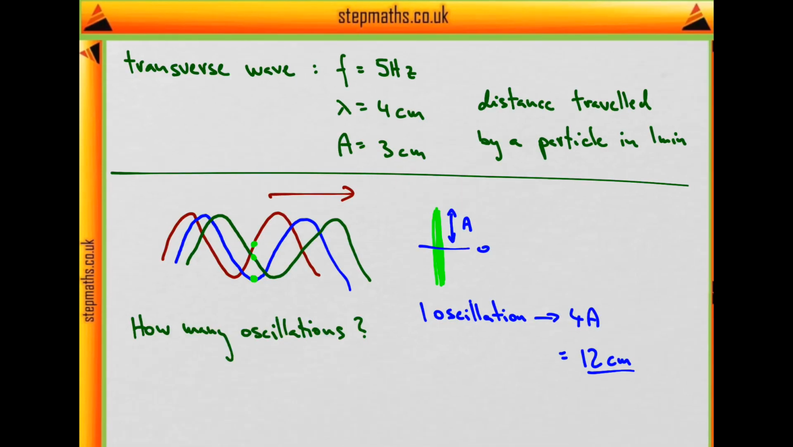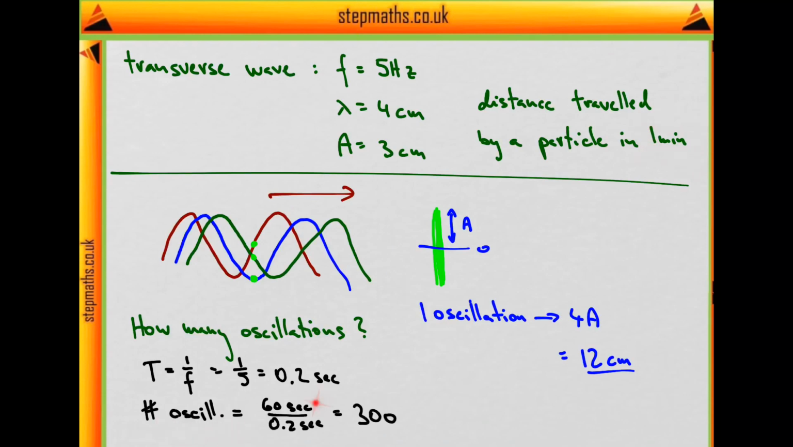So to answer the original question, we now need to know how many oscillations occurred during this time of 1 minute. Fortunately, we have the frequency, and the period of the oscillations will be 1 over the frequency. So the time which it takes to complete one oscillation is 0.2 seconds, 1 over 5 Hz. And the total number of oscillations completed during 1 minute is 60 seconds, that's 1 minute, divided by the time it takes for one oscillation to be completed, which is 300 oscillations in 1 minute. So we have 300 oscillations.